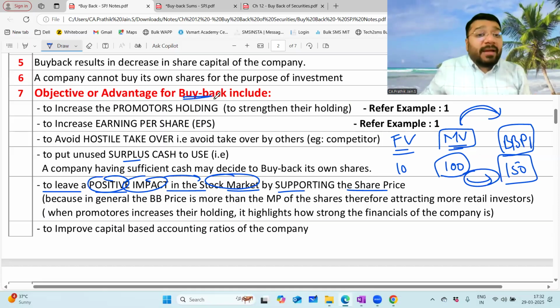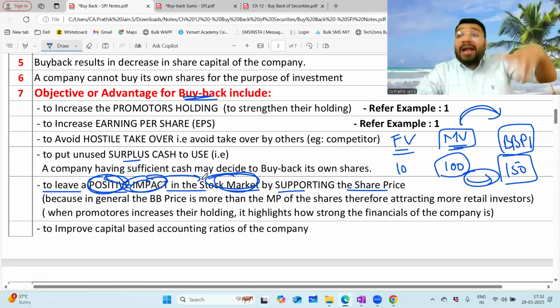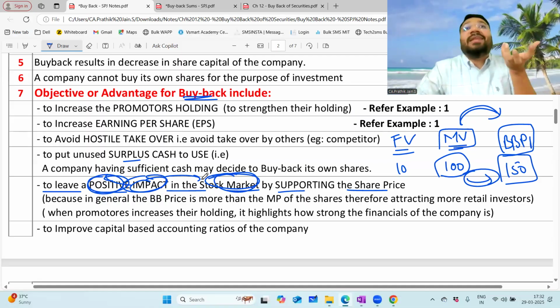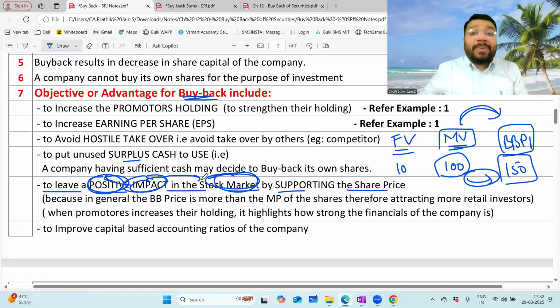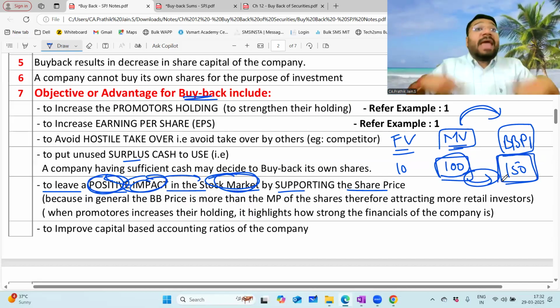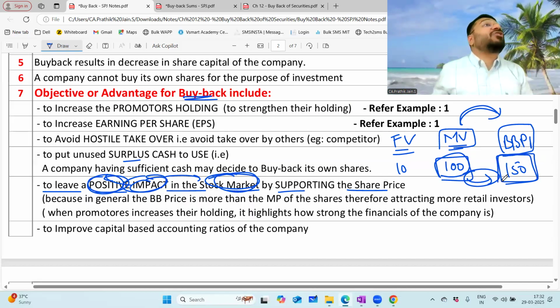What am I talking about? Why are we doing buyback? Buyback will have a positive impact in the stock market. Positive impact in the stock market means the share price of that particular company should go up. That is the meaning of positive impact. So now what happens when everybody comes to know that this company, whose current market value is 100, is going to buy back at 150? Everybody will start buying the shares of the company.